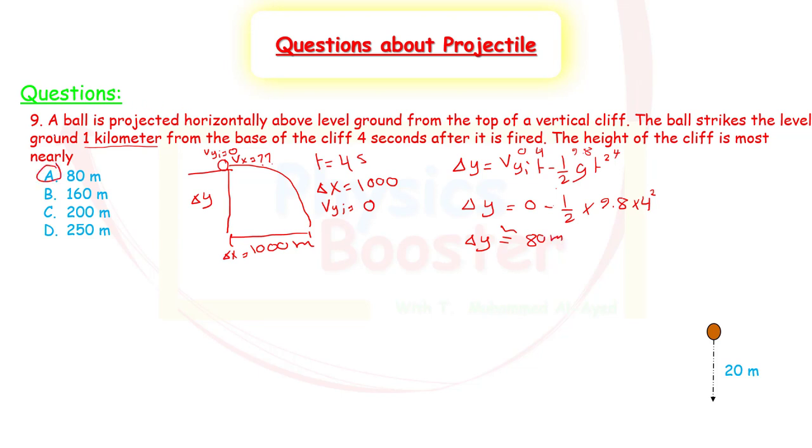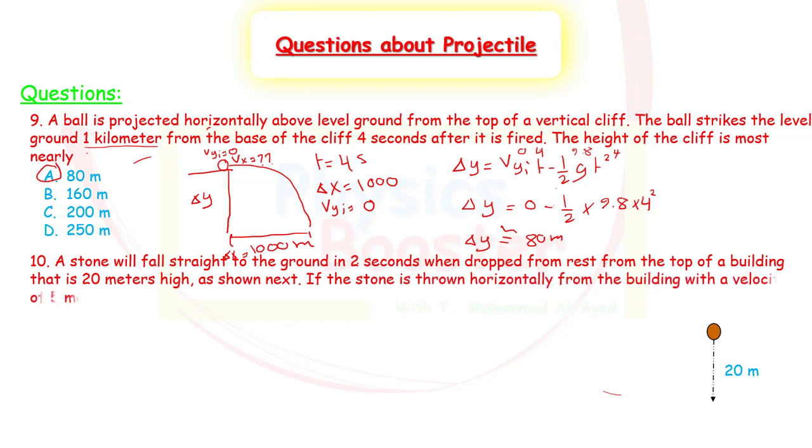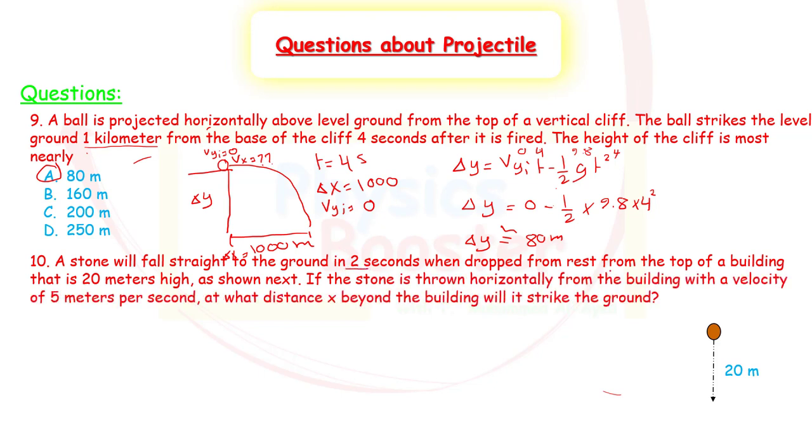A stone will fall straight to the ground in 2 seconds when dropped from rest, so Vy initial is equal to 0, from the top of a building. That building is 20 meters high, as shown next. If the stone is thrown horizontally from the building with a velocity of 5 meters per second, so it's thrown horizontally, let's try to graph it. Okay, it says that Vx is equal to... sorry, it's 5 meters per second. What is the distance it will fall through? So it's asking me to find delta x.